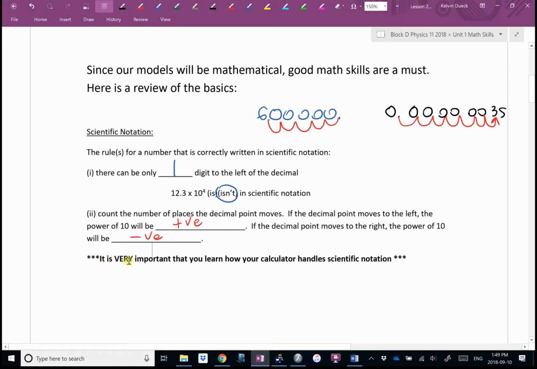Star, star, star, bold font. I think it should be said something like this. It is very important to learn how your calculator handles scientific notation. Every calculator has its own quirks. And many of you have not been doing scientific notation in the most efficient, least error-prone manner. I'm going to teach you how to use your calculator.